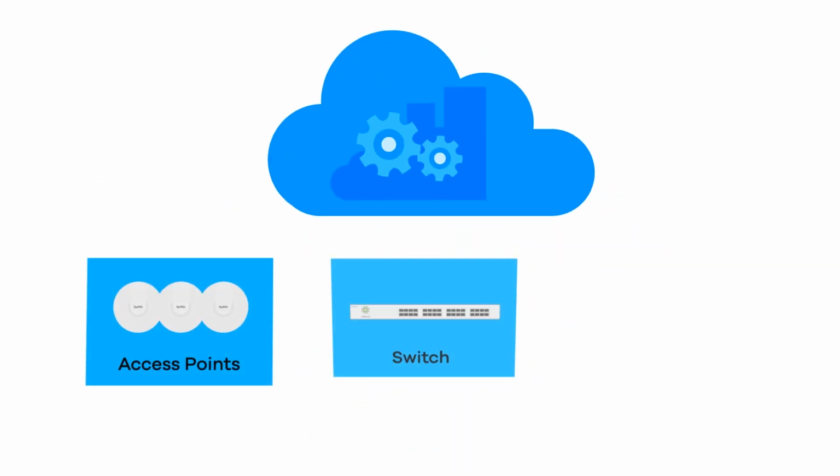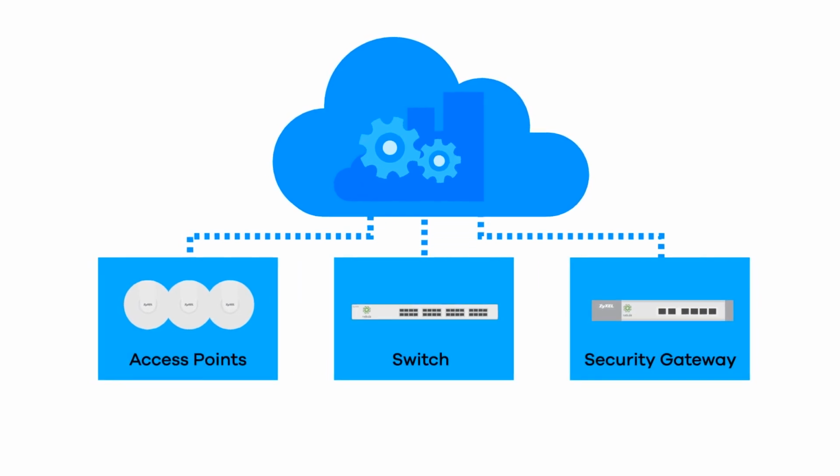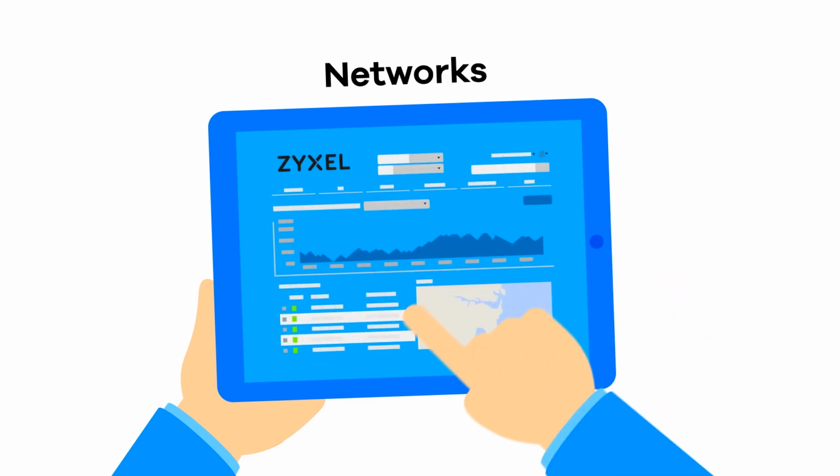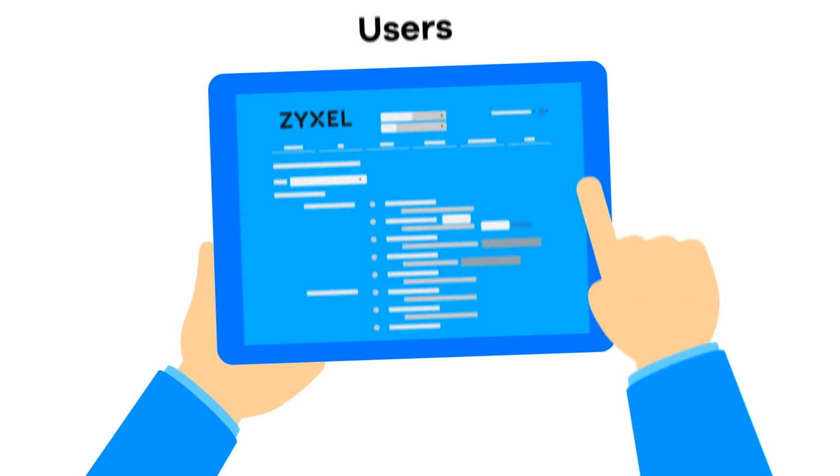Based on a credit and on-demand licensing model, Nebula is standard-based and affordable to every business. Nebula hardware provisions itself automatically from the cloud. Its intuitive interface provides centralized control and visibility for devices, networks, traffic, and even users.